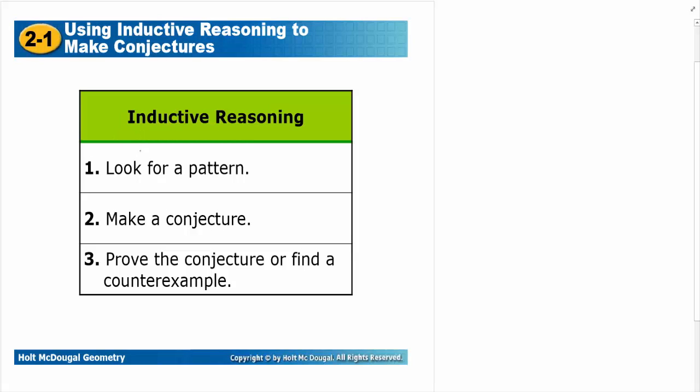Okay, so if we're doing the inductive reasoning method, what we have been doing is, number one, looking for a pattern. That's what we did on the first examples. We looked for a pattern. Number two, we made a conjecture based off of those patterns. Number three, we're going to need to prove the conjecture, or we're going to need to find a counterexample to show that it's false. Again, if we're trying to prove something to be true, what we're trying to say is that it always works. So if we find one time where it doesn't work, then therefore it doesn't always work. So this is going to be our process that we need to follow using that inductive reasoning method.